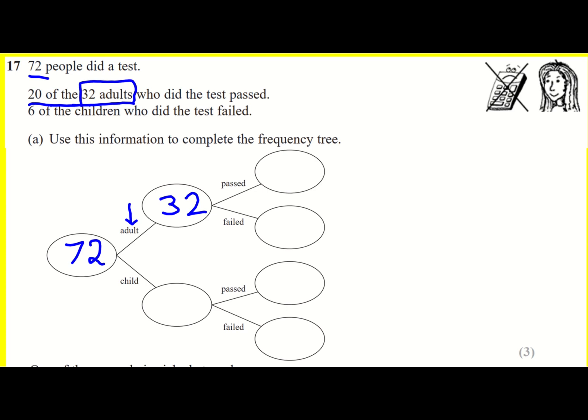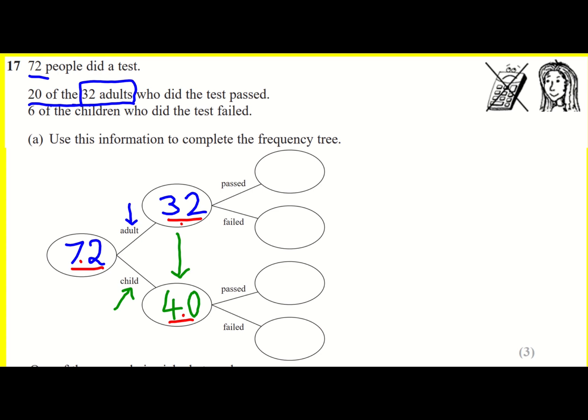And as soon as I've actually got that information, I'm just going to pause reading the question for a minute and I'm going to look directly below at this box for children, and I can automatically work out that that number must be 40. Why? Because these two numbers add together to give my total 72. So each little bubble on the frequency tree adds together to give the one that is to the left of it, if you like. In other words, this one and this one add together to give this one.